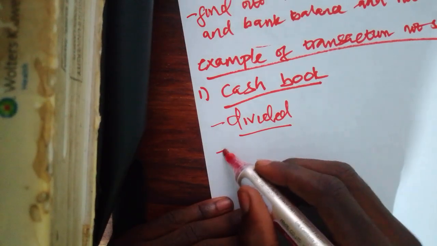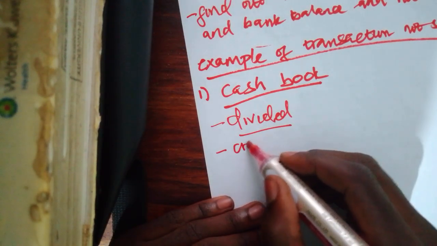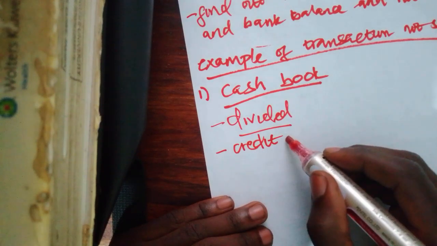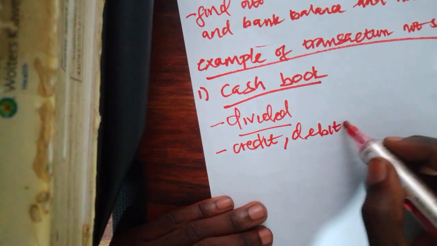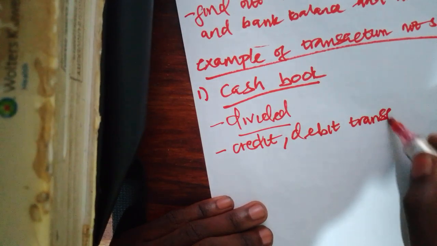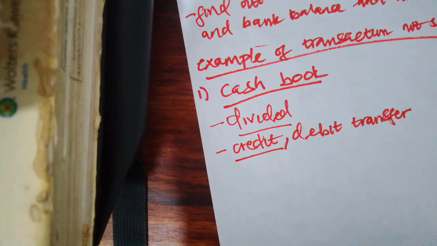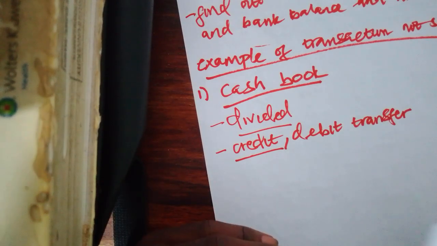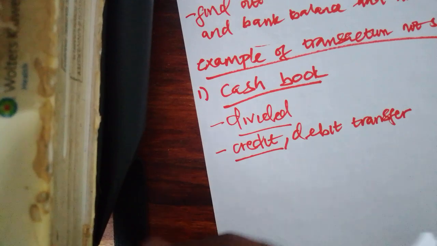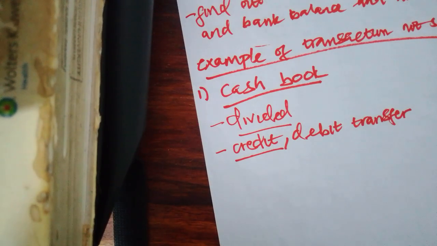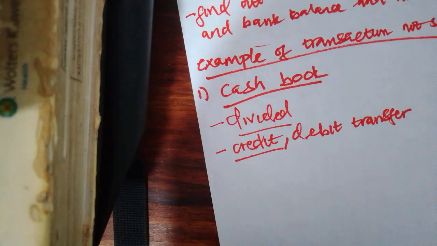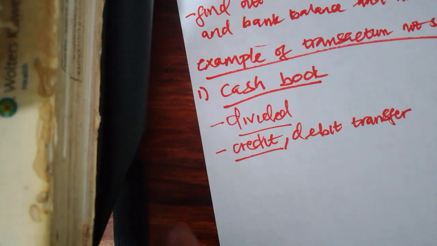Then the second item is the credit transfer. You have credit and also debit transfer. So what do we mean when we say credit transfer? A credit transfer is a direct transfer into your bank account, for example when you have borrowed money. So they will credit it directly to your bank account, meaning it won't show in the cash book, because the cash book only deals with cash, and this is a transfer.